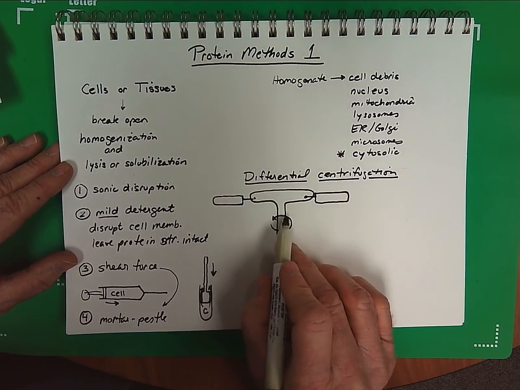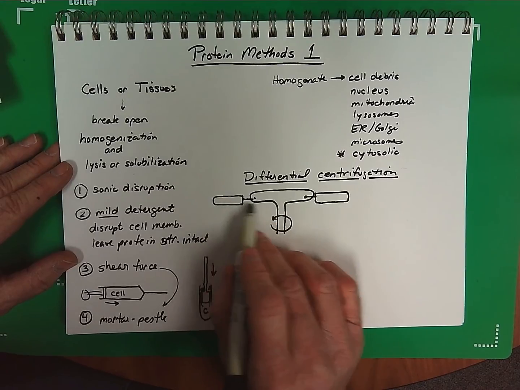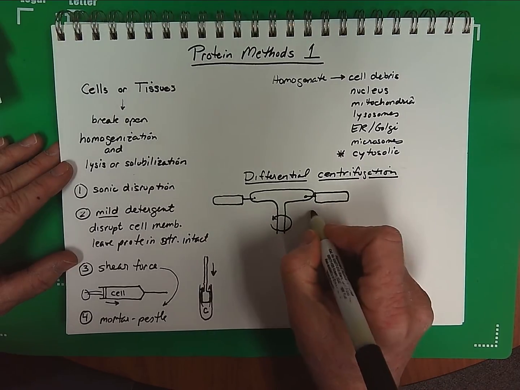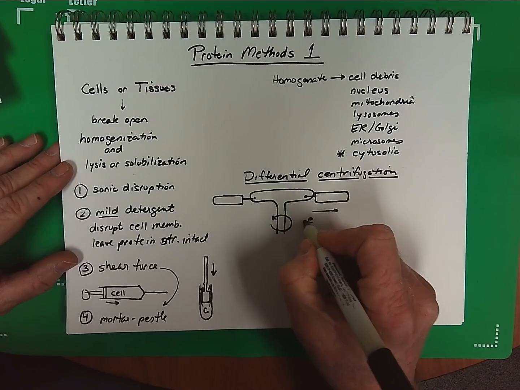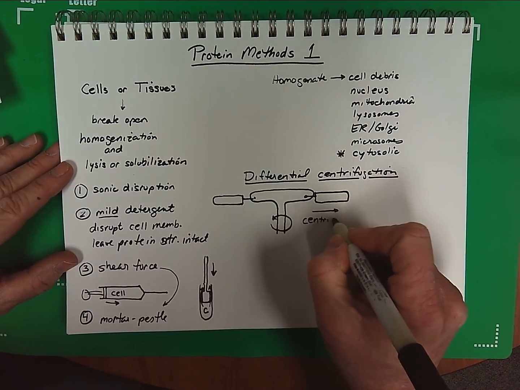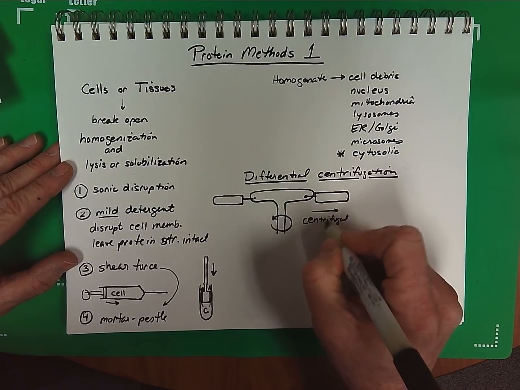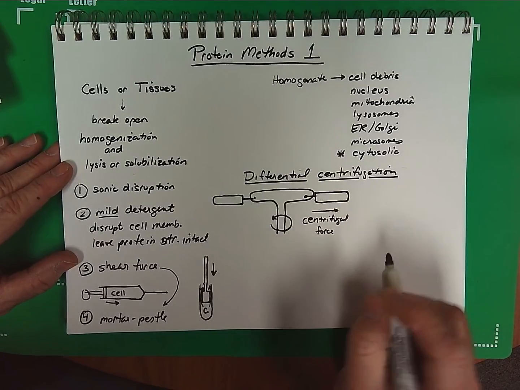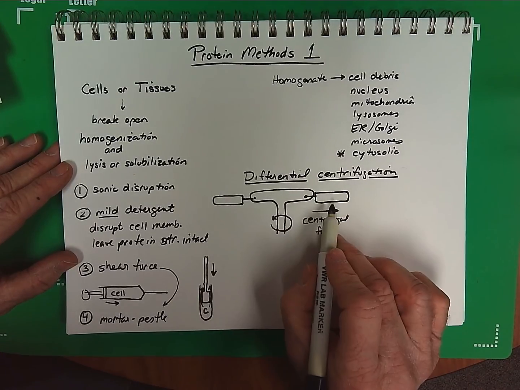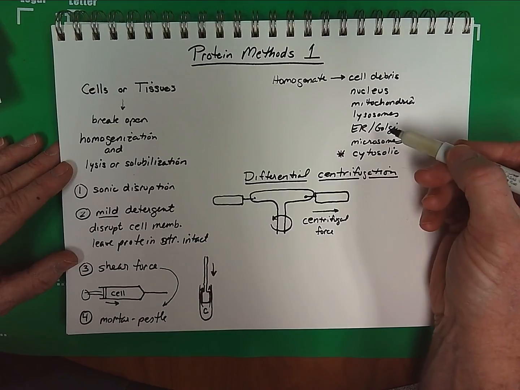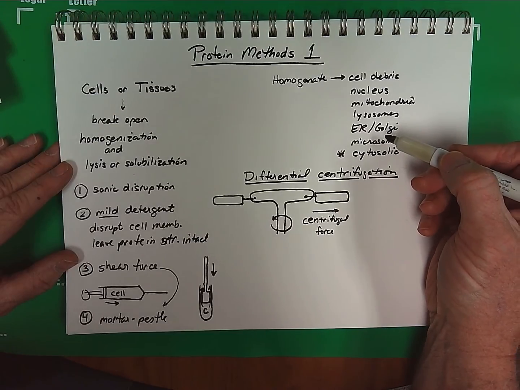So as the rotor begins to spin, the test tubes move to the outside because of centrifugal force. And this begins to pellet the homogeneous material from the cells and tissue.